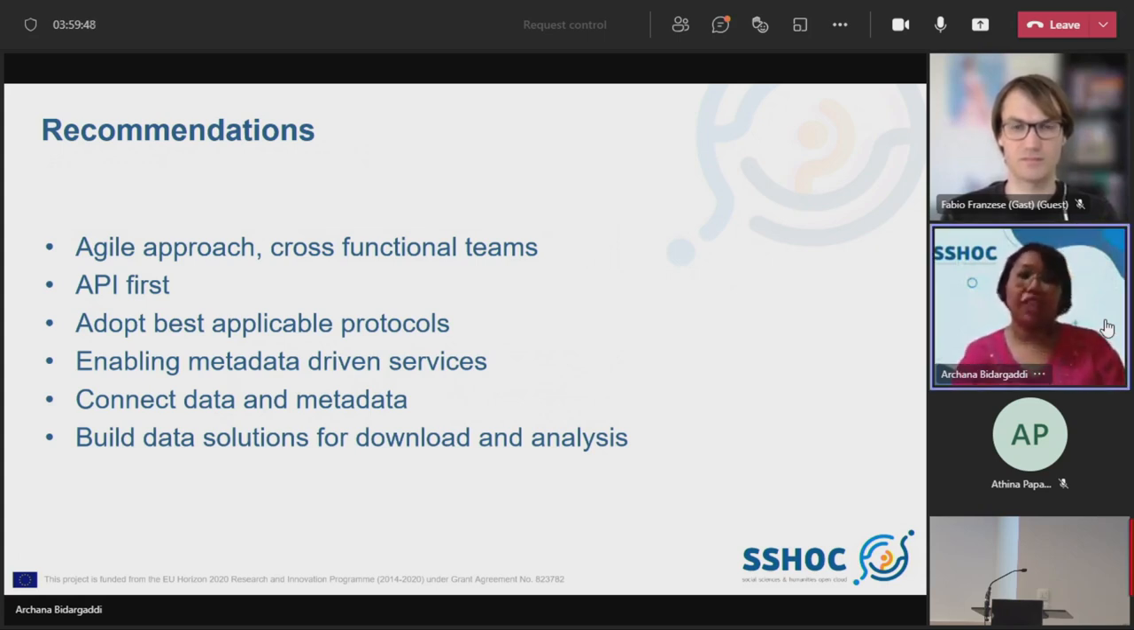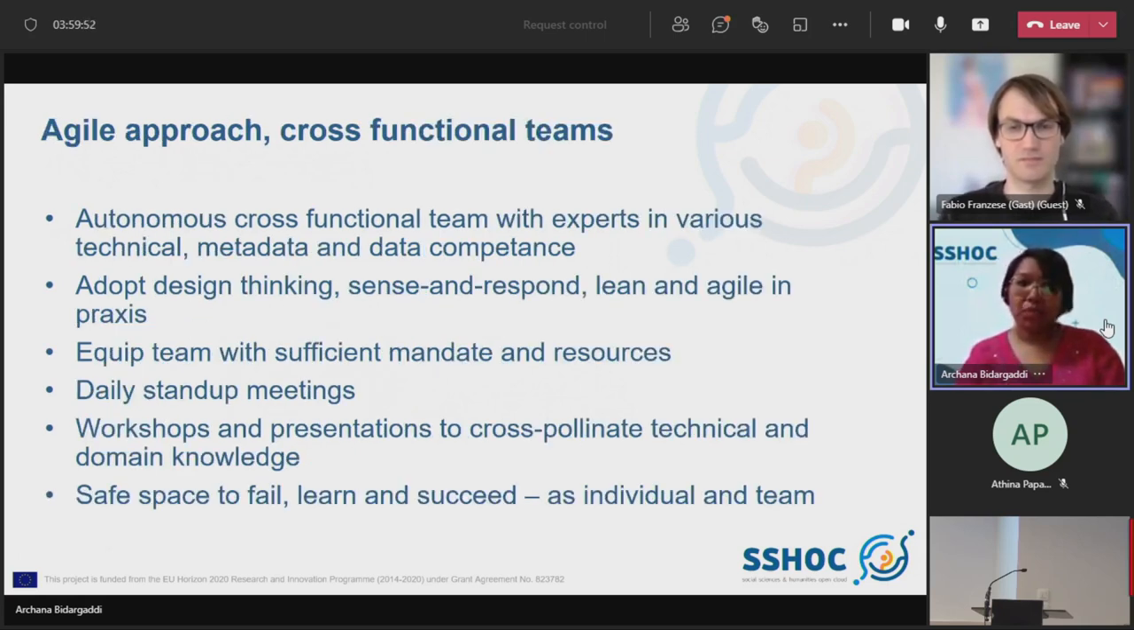Going into detail of the agile approach and cross-functional teams, the success, as I said, was an autonomous cross-functional team with experts in technical competence, cloud competence, statistical software development competence, metadata experts who were very good in the DDI Lifecycle metadata standard, and data competence to know how the data is structured, how it is used and what it means. And we adopted design thinking, sense and respond, lean and agile in praxis. When we underline praxis, it means it is not a methodology on paper or structured theoretically, but more in praxis, wherein we had a sense of team ownership of what we were doing.